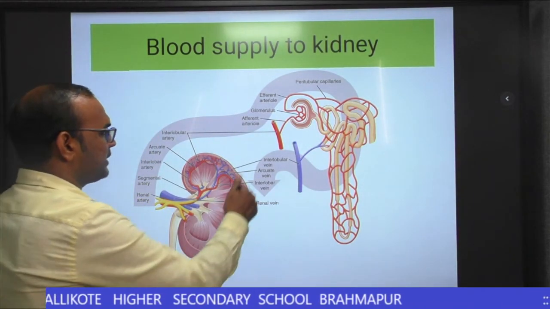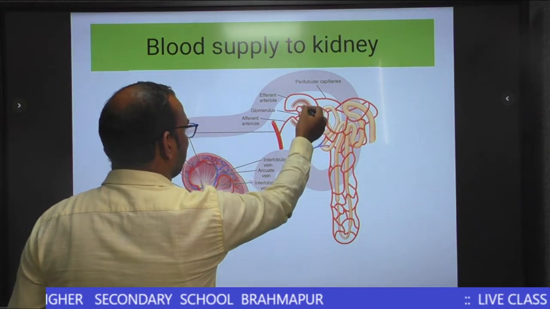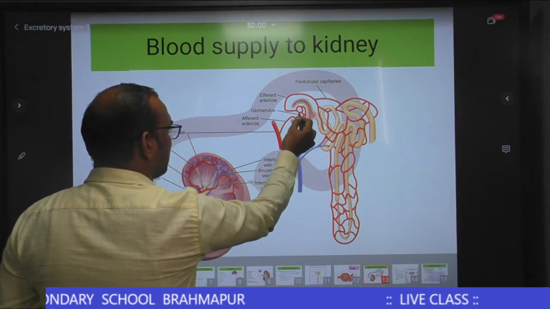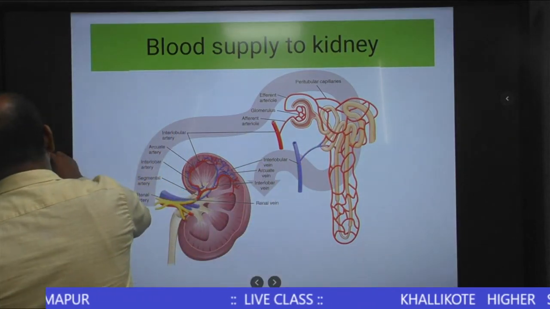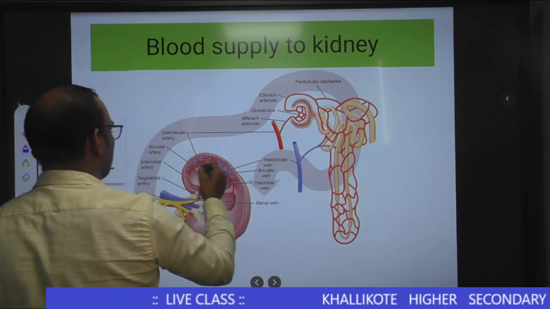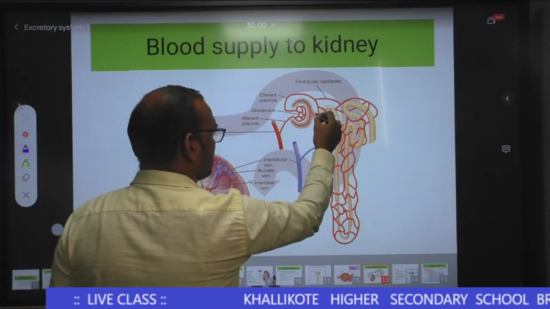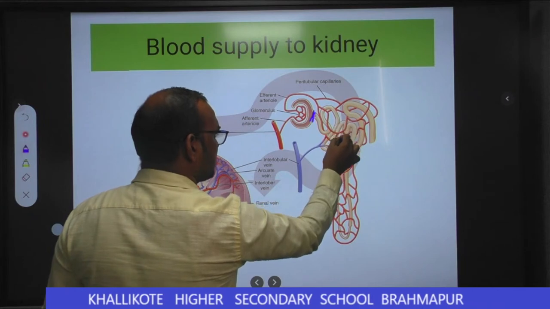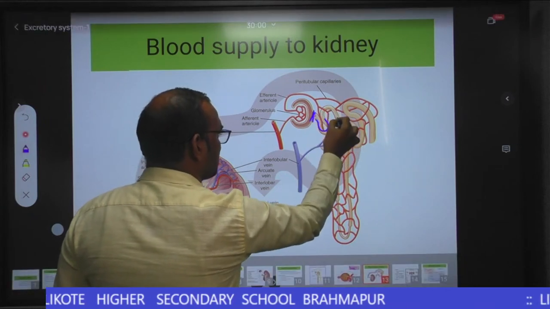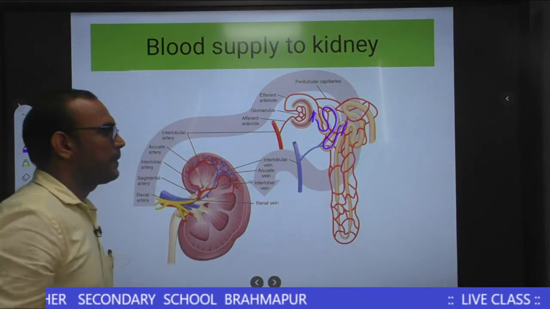Okay. So here you can see this is the Bowman's capsule, and this is its glomerulus. This first neck region up to this region, you can say, this is the proximal convoluted tubule.